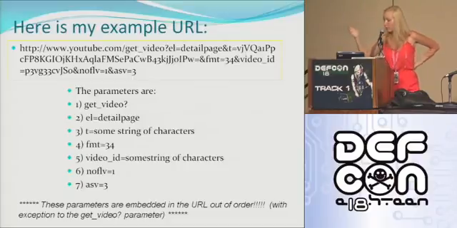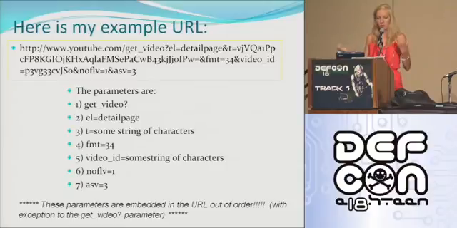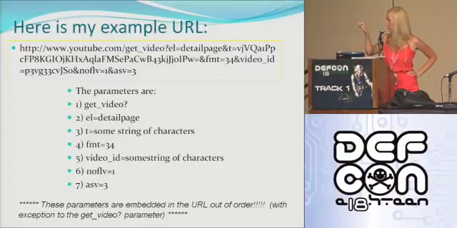When you copy the URL, all of these parameters come out of order a lot of times. So you have to be able to identify the different parameters there. They don't always come in the order in the example URL. They come all out of order, with the exception of the get_video one.